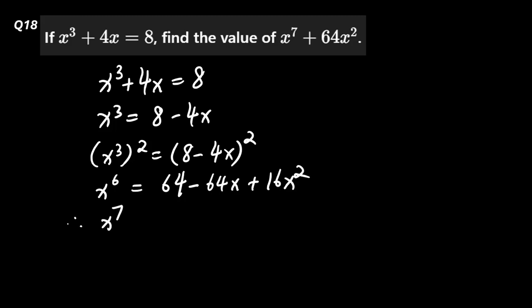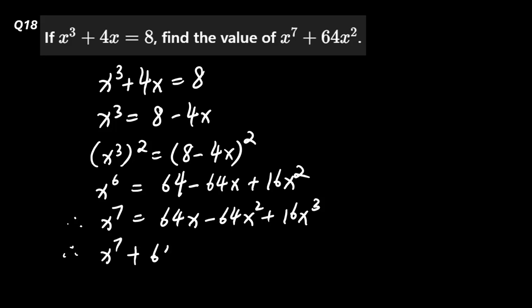Now multiply both sides by x to get x to the power 7. x to the power 7 equals 64x minus 64x squared plus 16x cubed. Now add 64x squared to both sides. x to the power 7 plus 64x squared equals 64x plus 16x cubed.